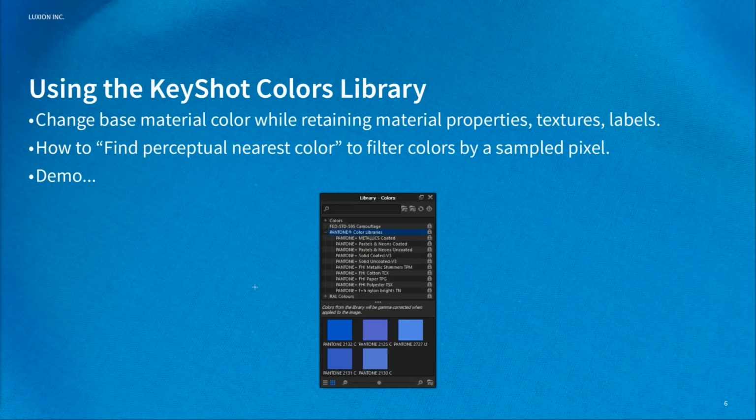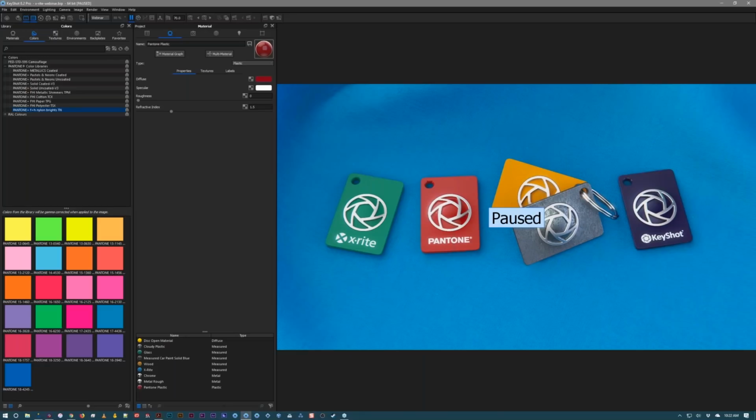Using the KeyShot colors library is actually a pretty powerful tool that we find is often overlooked, and many users aren't actually aware that it exists and how to use it. So I'm going to show you how to do that, and also how to use this find perceptual nearest color tool, basically filter your colors library by a sampled pixel. I had created a quick tip on that, which you may have seen already, but I'm going to quickly go over it again. So let me open up KeyShot here and jump right in.